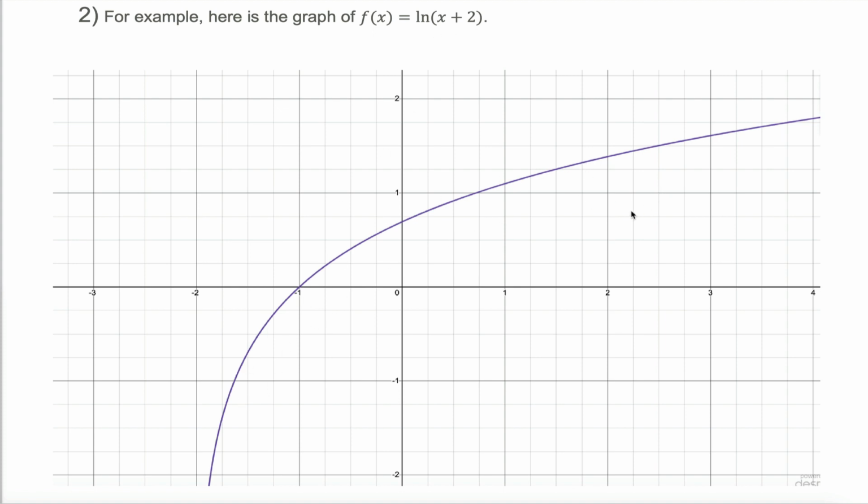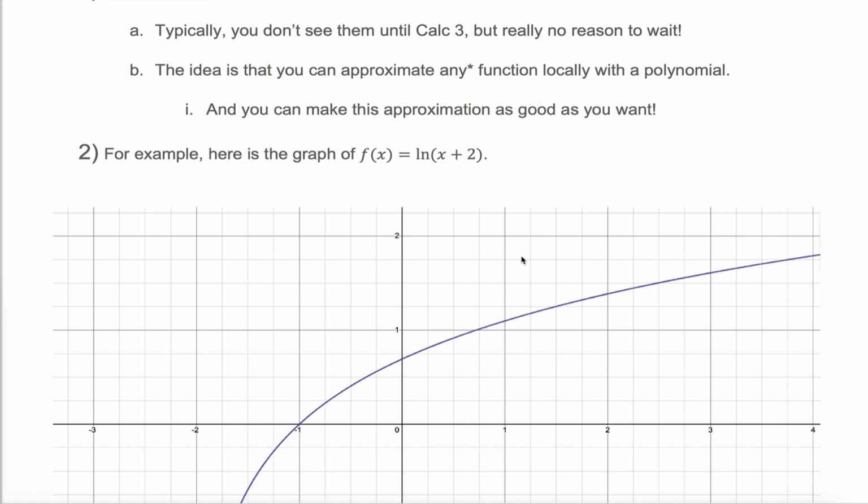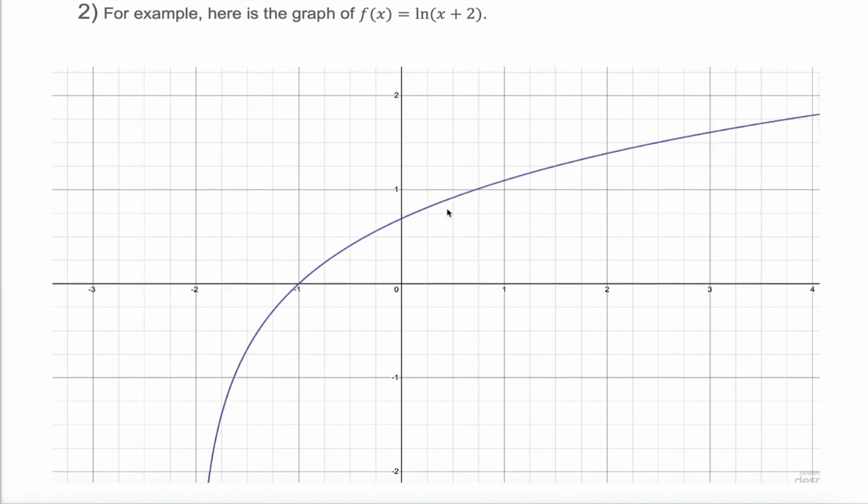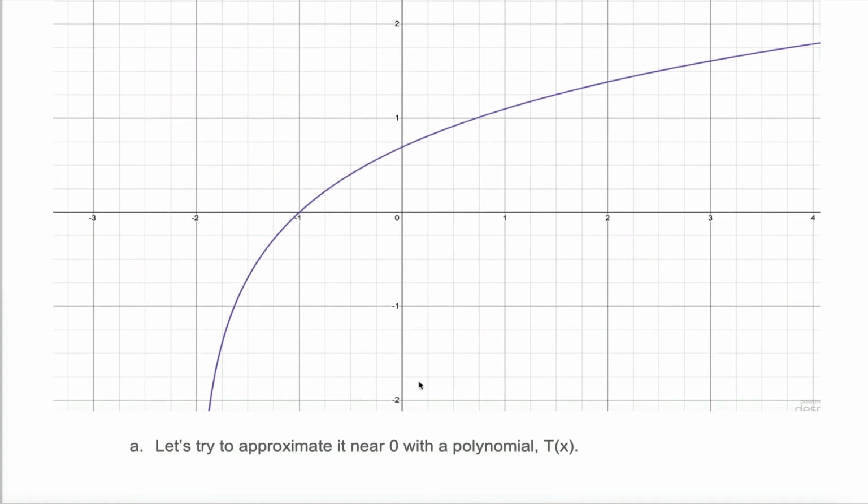What I want to do is come up with a polynomial that looks as much like this graph as possible. And specifically, I want my polynomial to look as much like this graph as possible when x equals 0. I want to focus on x equals 0. You could focus on a different x value, but to keep things as simple as possible, let's focus on x equals 0. So how are we going to create this polynomial?